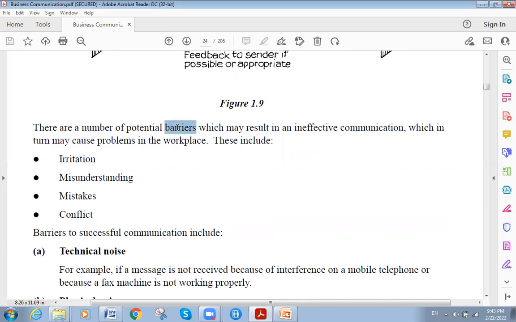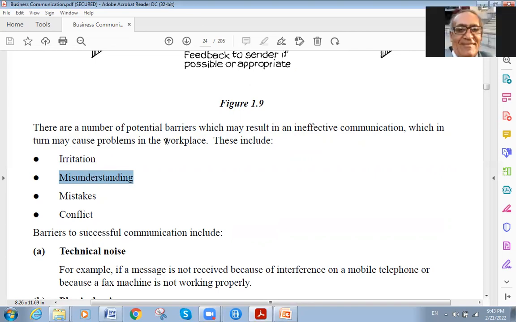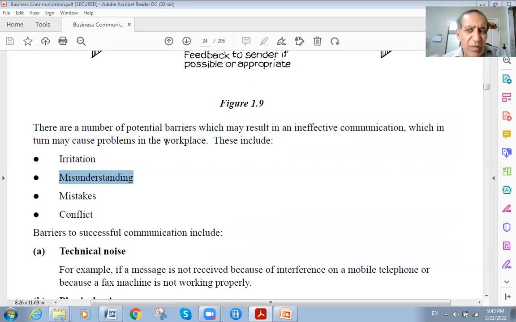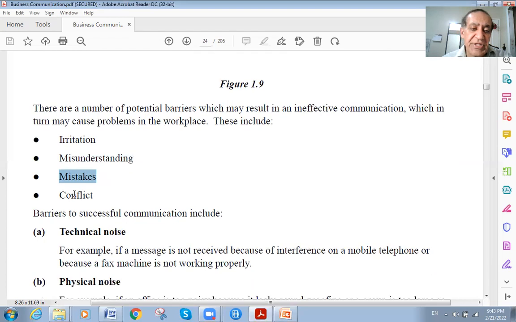What are those barriers? They are irritation, misunderstanding. So I, as a receiver, misunderstood you. I didn't understand your message in the same way you wanted to send it to me. I understood it with another meaning. I didn't understand exactly the way you intended me to receive it. Then mistakes in communication and conflict.